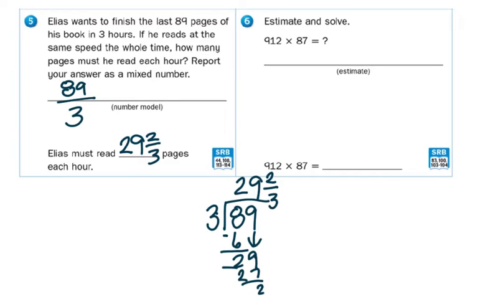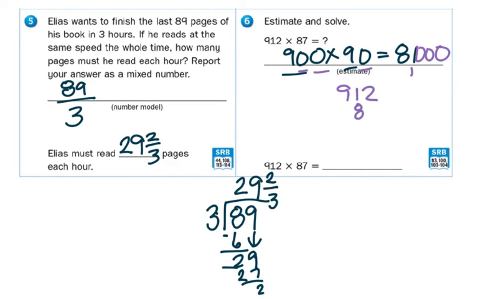All right, lastly, estimate and solve. 912 is closest to 900. 87 is closest to 90. 9 times 9 is what? 81 with how many zeros behind? 1, 2, 3. All right, please take 912 times 87. Go ahead, solve that last one.